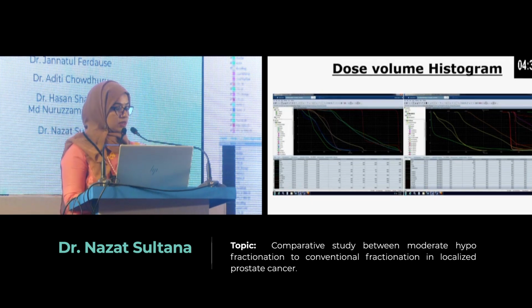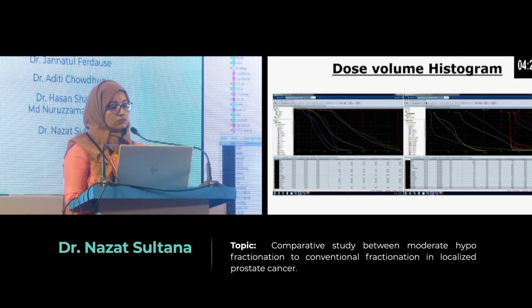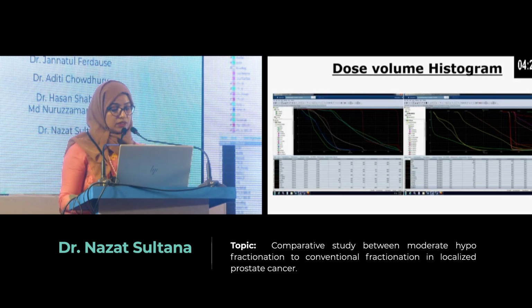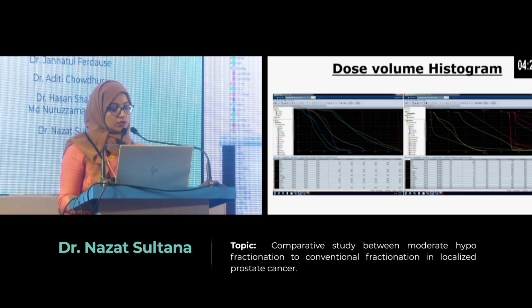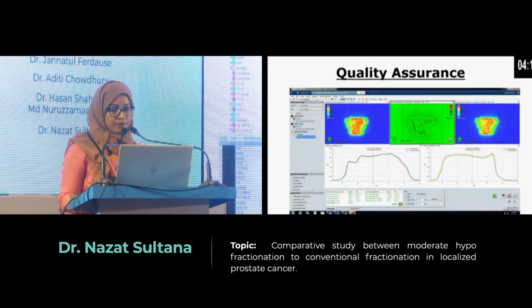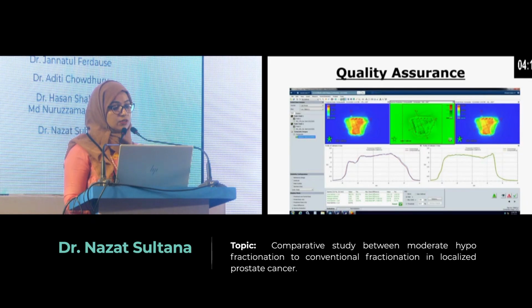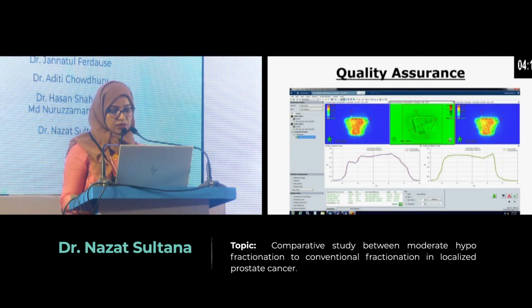Now the right one presents the DVH of the conventional fractionation, and the left one represents the DVH of the moderate hypofractionation in prostate cancer treatment. It is not possible to show how much percentage of volume receives how much dose. All quality assurance is done for each treatment plan, and that is 3% for 3 millimeter.